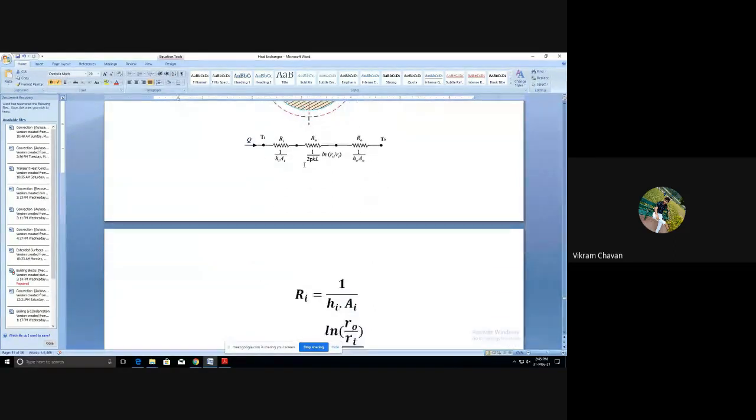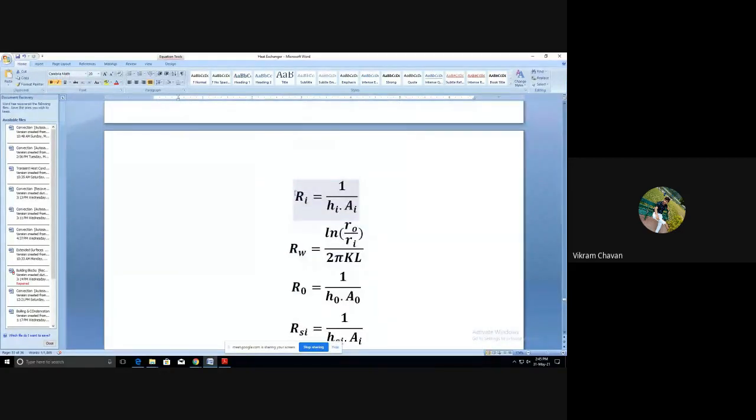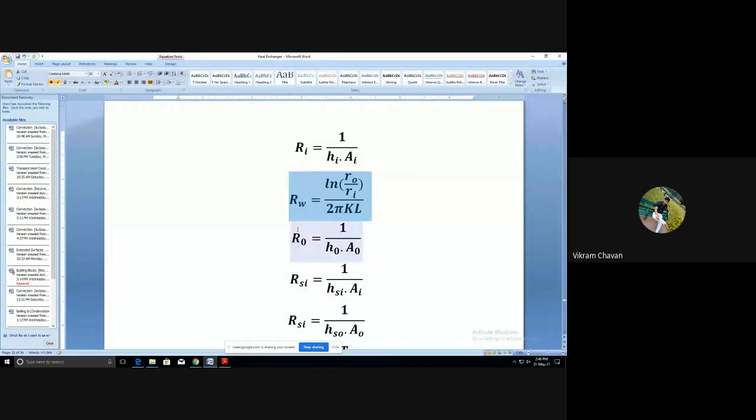So if you consider all the resistances offered to the heat transfer, the first one is R suffix I, equal to 1 divided by H suffix I multiplied by A suffix I. Then the wall resistance R suffix W is equal to ln of R naught divided by Ri, whole divided by 2 pi KL. Then the outer convective resistance, R naught, is equal to 1 divided by H naught multiplied by A naught.